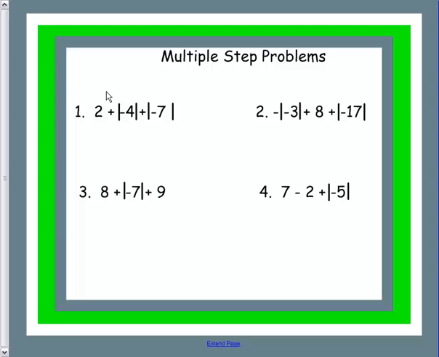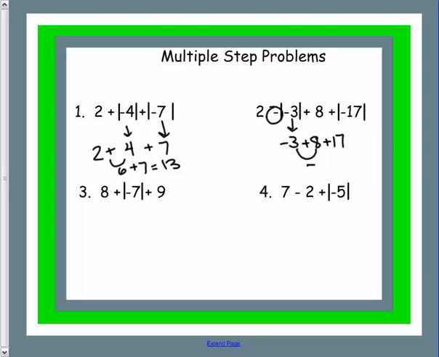Okay, here we go. If I have the absolute value of -4, it's +4. The absolute value of -7 is 7. I'm adding these together with the 2, so 6 plus 7 is 13. The absolute value of -3 is 3, but because this symbol's out here, it's the opposite, which is -3. Add the 7. The absolute value of -17 is 17. So -3 and 8 make 5, plus 17 is 22.